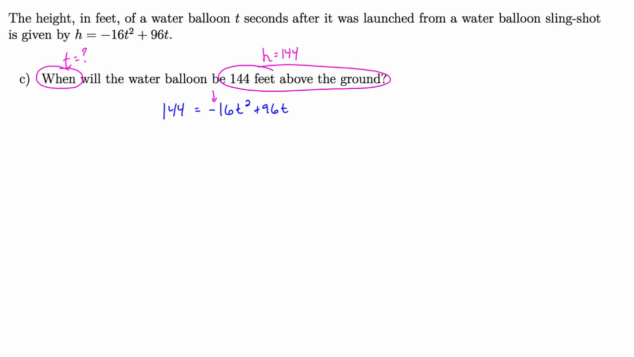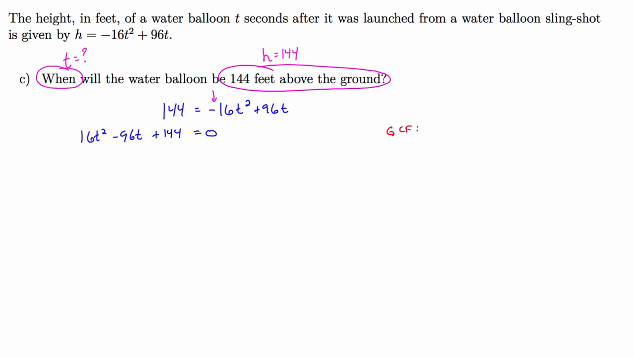and so for that reason, I'm going to bring the negative 16t squared and the positive 96t that are on the right over to the left side. To do this, I'm actually going to add 16t squared to both sides of the equation. I will subtract 96t from both sides, and we'll still have that plus 144 on the left side of the equation. So setting this equal to 0 and keeping the leading coefficient positive, we'll have 16t squared minus 96t plus 144 equals 0.